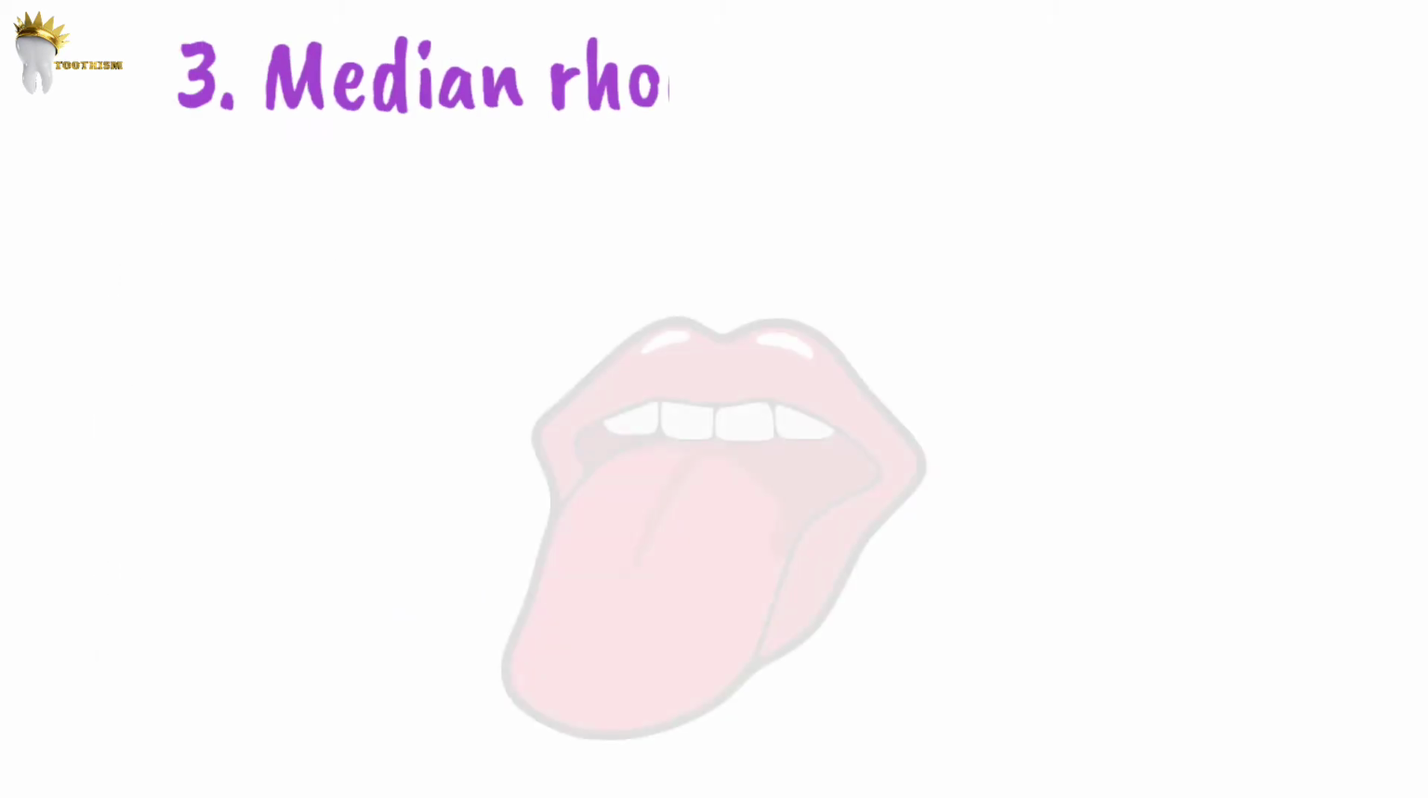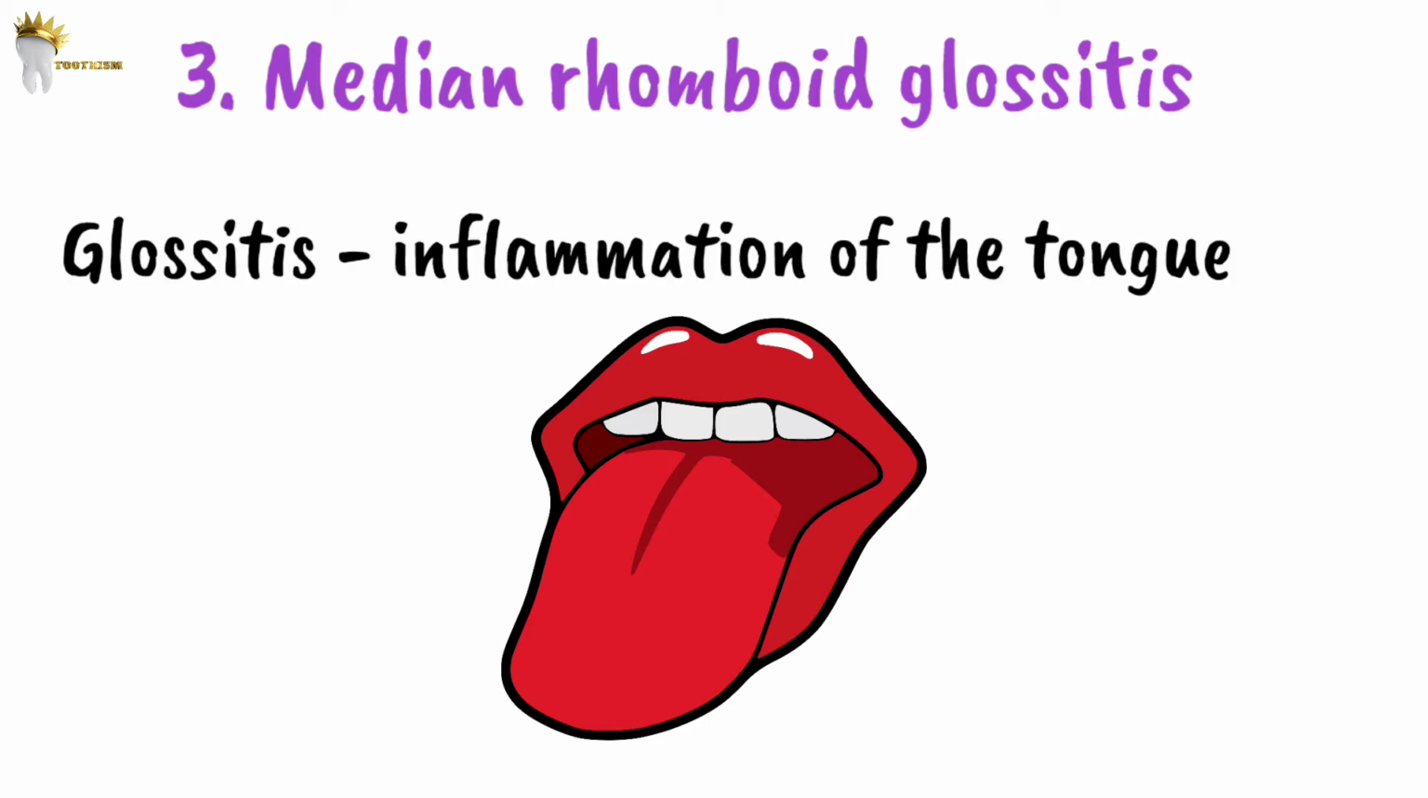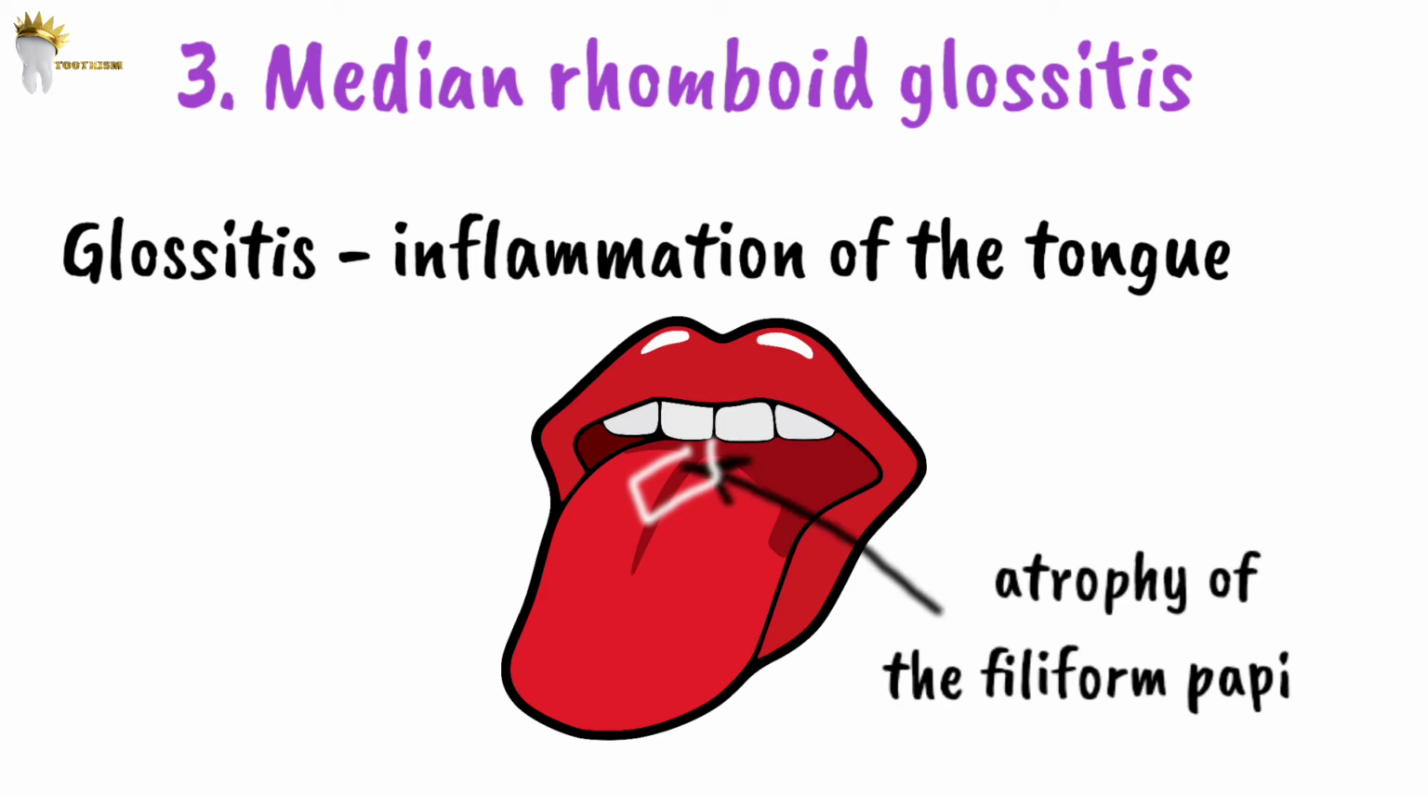The third Candida associated lesion is median rhomboid glossitis. The name itself gives a lot of information. Glossitis means inflammation of the tongue. Median means it occurs on the center of the posterior part of the tongue, and the shape is like that of a rhombus. This area of redness on the tongue is because of atrophy of the filiform papillae.